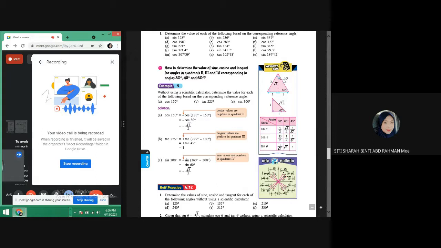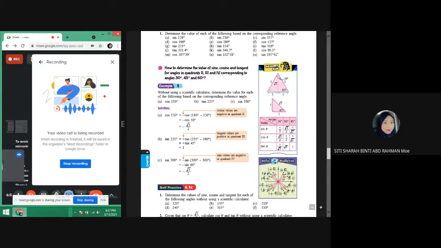And then tangent theta is opposite over adjacent. So for 30, opposite is 1 over the adjacent, square root 3, so 1 over square root 3. And then for 60, square root 3 over 1, which is square root 3. And for 45, the opposite is 1, the adjacent is 1, so 1 over 1, which is 1. So these are the values that we can remember.